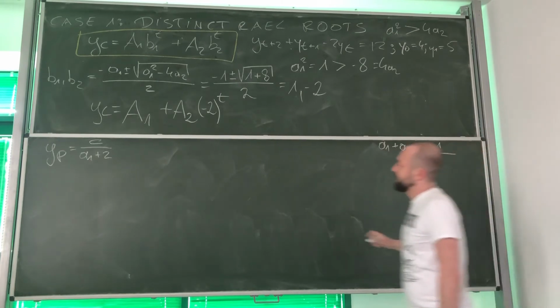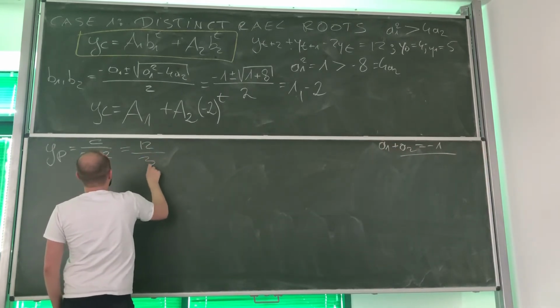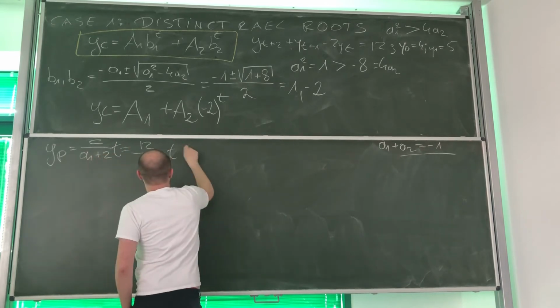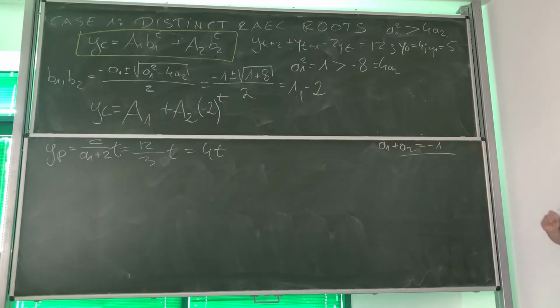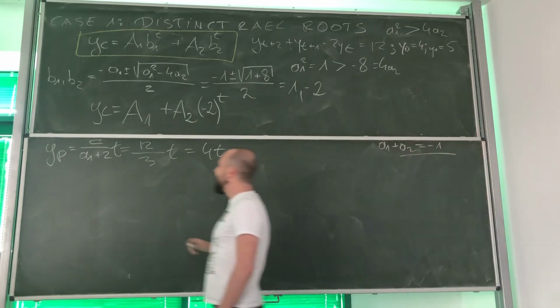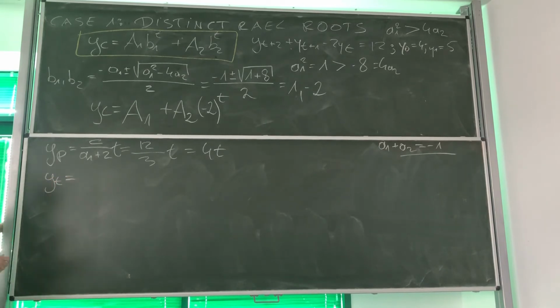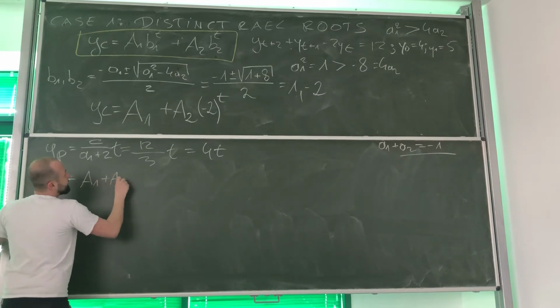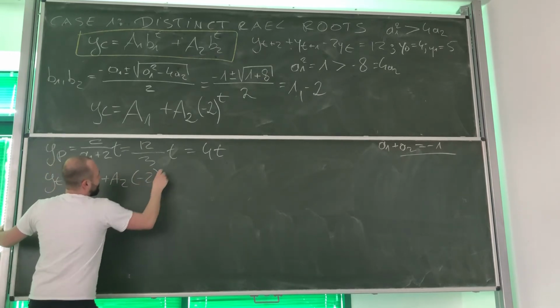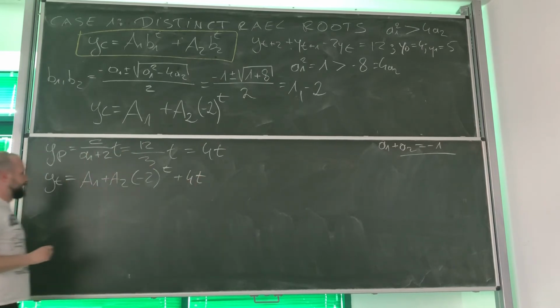Right? So we've got that this is 12 over 3, of course, T. So this is for T. This is the case that we had previously. So look, the time path of T is simply given as A1 plus A2 negative 2 to the power of T plus 4T.